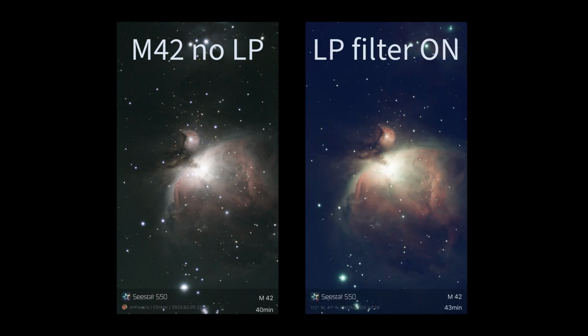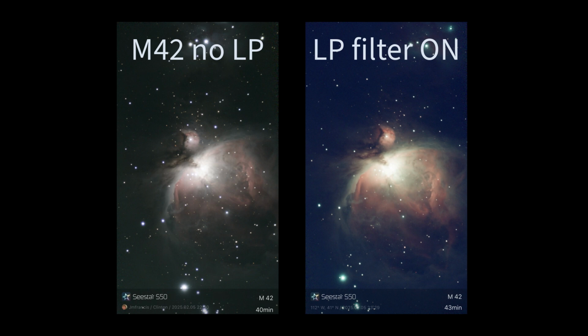Here is that same object with the light pollution filter on, as recommended in the Seestar app. This one also saved 40 minutes of exposure time. So that's kind of interesting that they both ran for the same amount of time and saved the exact same amount of exposures. You can really see a big difference in these two.